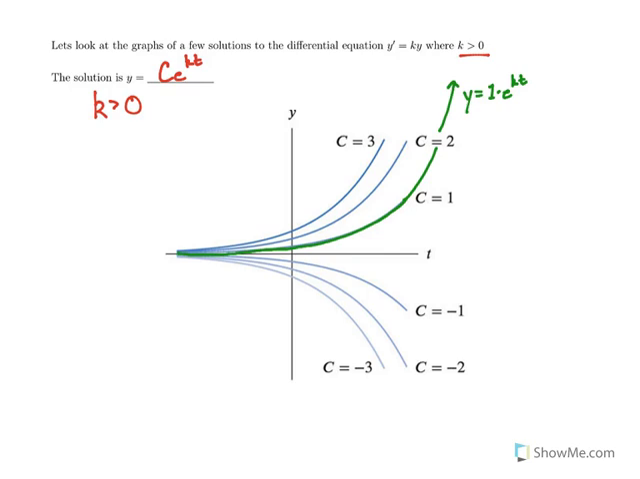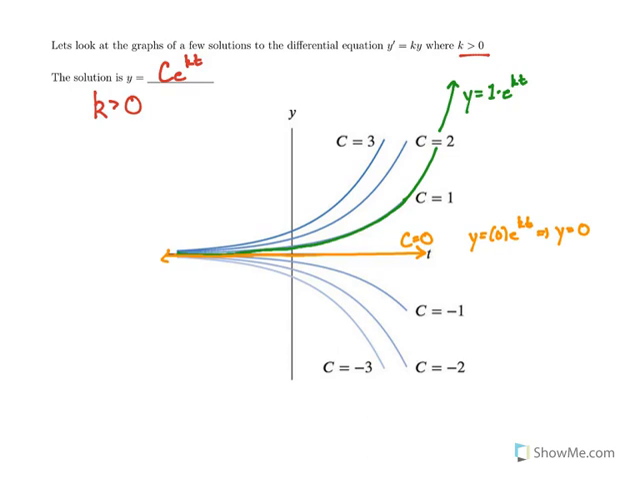There is one solution that's not graphed here that's very important, and that is what happens when c is equal to 0. And that is this solution right here. So this is the one corresponding to c equals 0. And note that that's not a very interesting solution, as that's going to be 0 times e to the kt, which is just y equals 0. We're going to see in the next section what's important about this particular solution, and we're going to call this the equilibrium solution of this general solution.